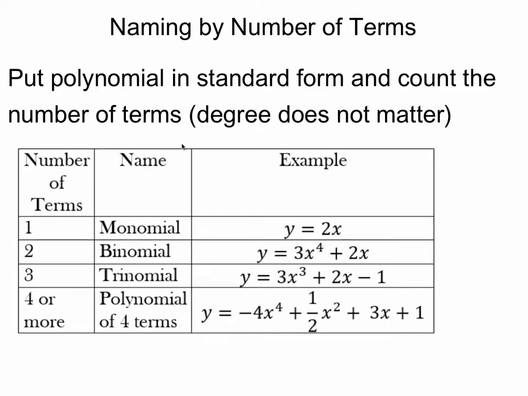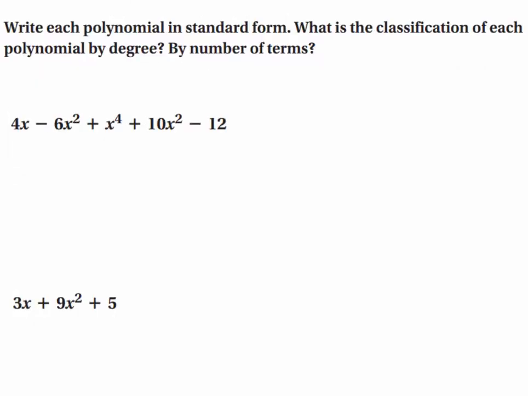Another way we name polynomials is by the number of terms. If you only have one term, that's a monomial. It doesn't matter what that power is. Y equals x to the 17 is a monomial. A binomial has 2 terms. Trinomials have 3 terms. And beyond that, we name it by the number of terms. Polynomial of 4 terms, polynomial of 5 terms, etc. So let's look at a couple of examples here.